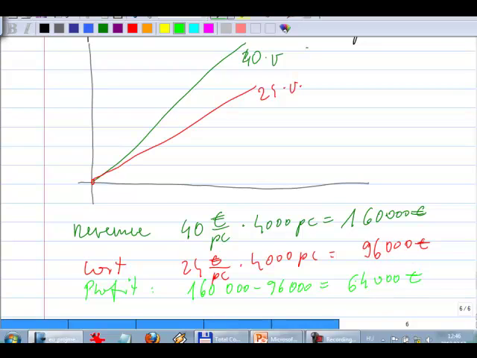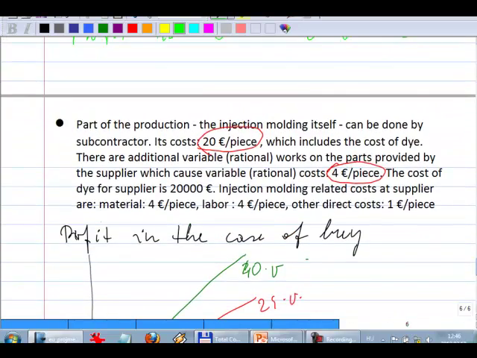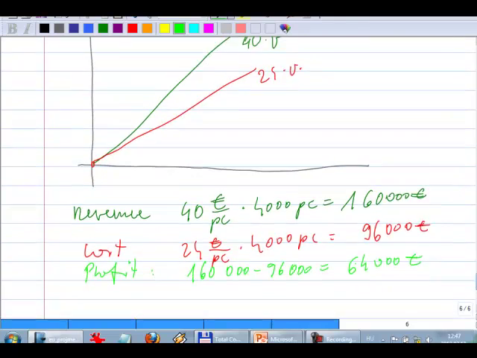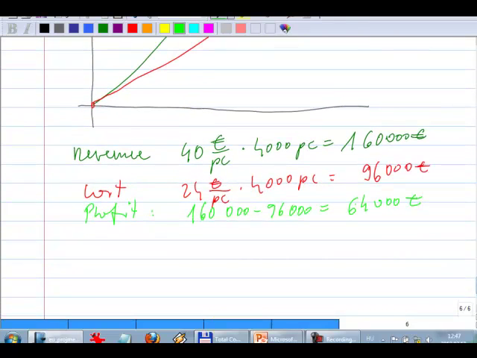The question is make or buy. In the case of make, our profit was 60,000. In the case of buy, our profit was 64,000. So what is the answer for the question make or buy? Buy. Exactly, so buy.